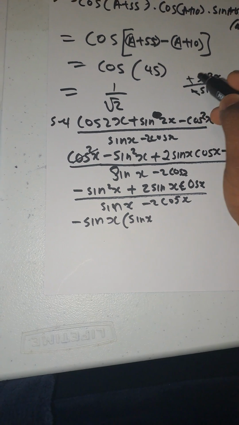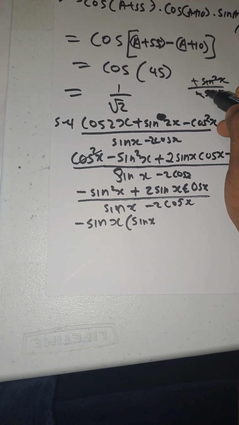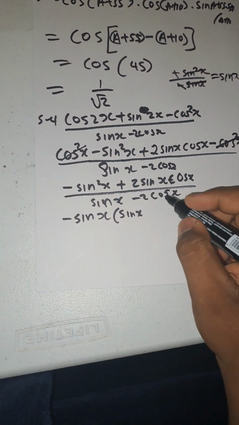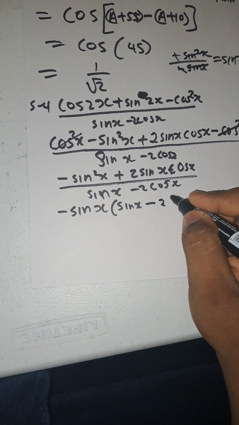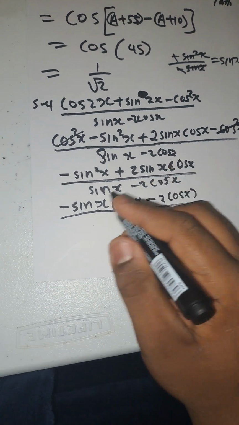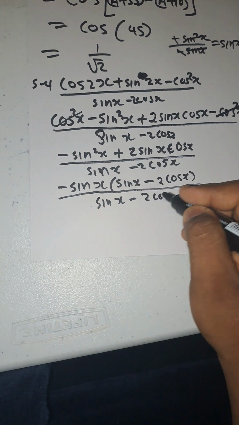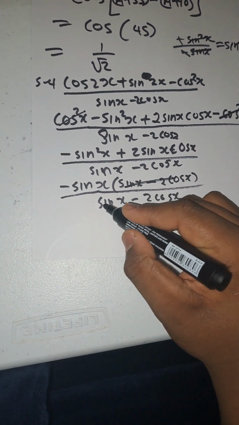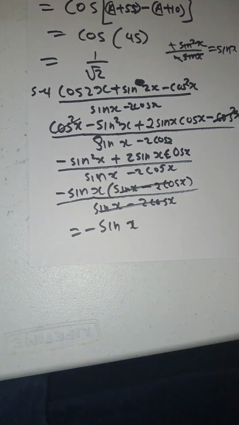This negative will cancel with that negative, and then with this sin squared x, I'm going to be left with 1 sin x. That's why I wrote 1 sin x there. And then minus 2 cos x. See, just trying to be smart. Over sin x minus 2 cos x. Now I can see that sin x minus 2 cos x is out, so it equals minus sin x. The answer is out.